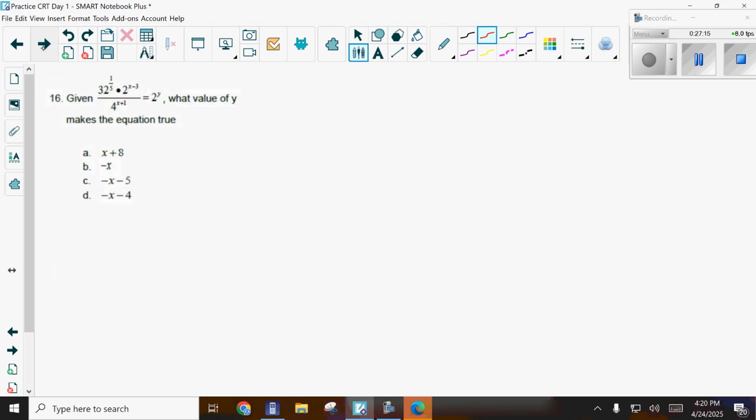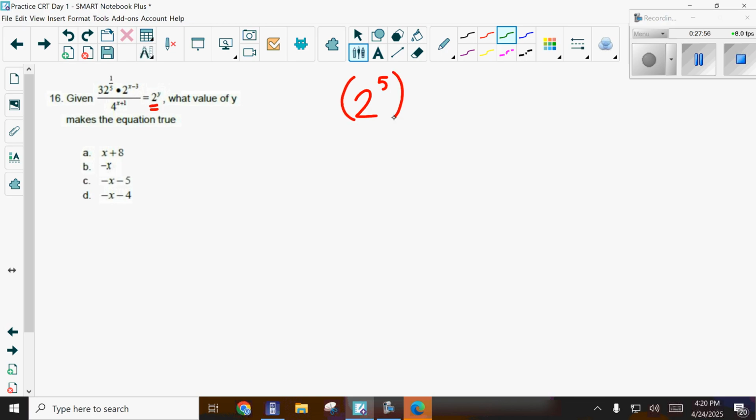Okay, number 16. This one is probably one of the lower scoring ones on this test in first semester. But this one right here, you have to make sure that you just kind of know all of your rules. So for example, I want you to notice how that's a 2. So what we want to do here is we want to take every number and turn it into a 2. So I'm going to take 32 and use a base 2 to turn it into a 2 to some exponent to get to 32. Now I know that 2 to the second is 4, 2 to the third is 8, 2 to the fourth is 16. So this is going to be 2 to the fifth.